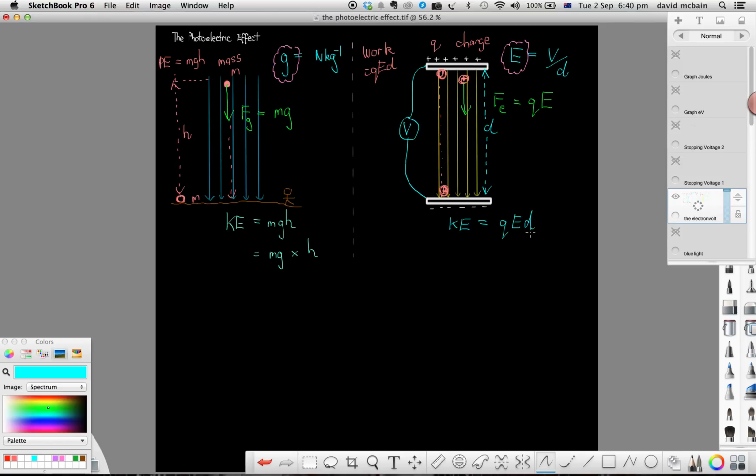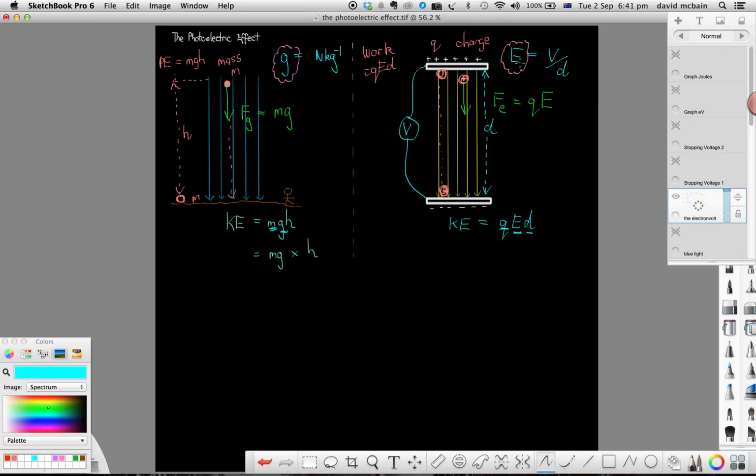Now let's have a look at this again. Remember, gravitational fields act on mass. Electric fields act on charge. Here, in working out the kinetic energy, it was the mass multiplied by the strength of the gravitational field. Here, it's the charge multiplied by the strength of the electric field. Over here, we had to lift the mass up a distance of h, and over here, we had to lift the charge a distance d. So once again, there's a similarity here. Okay, so what's all this got to do with the electron volt? Well, now let me show you.